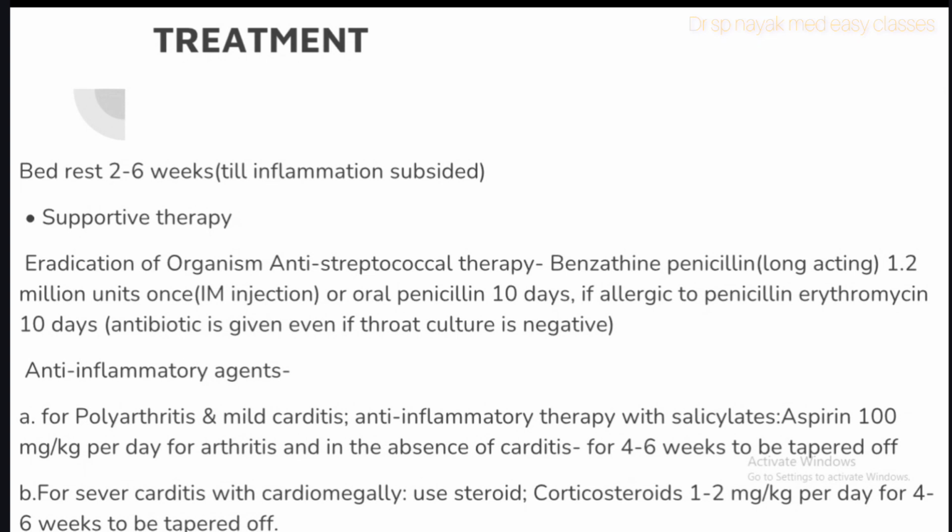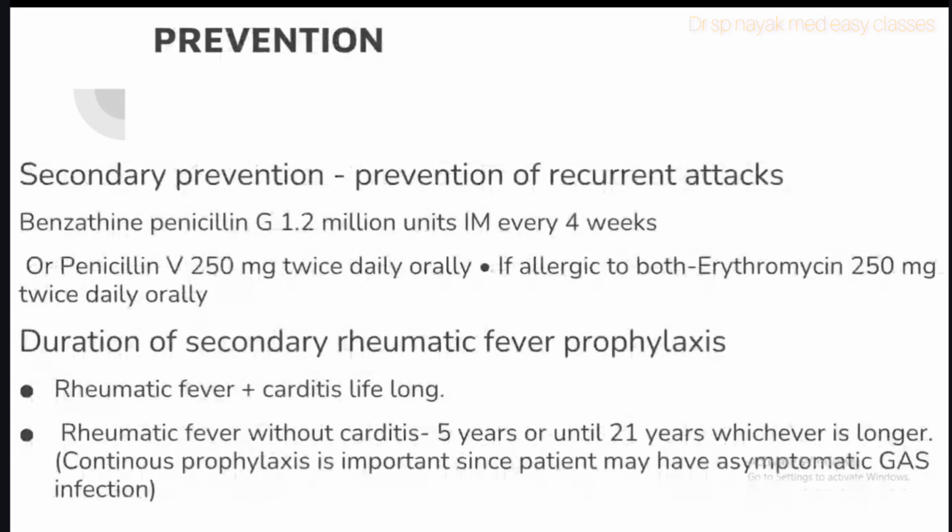For severe carditis with cardiomegaly, use corticosteroids 1 to 2 mg per kg per day for 4 to 6 weeks, to be tapered off. If there is severe carditis with cardiomegaly, then we are going to use corticosteroids, 1 to 2 mg per kg per day for 4 to 6 weeks, and we will then gradually decrease the dose and stop the drug. Now, secondary prevention, prevention of recurrent attacks.